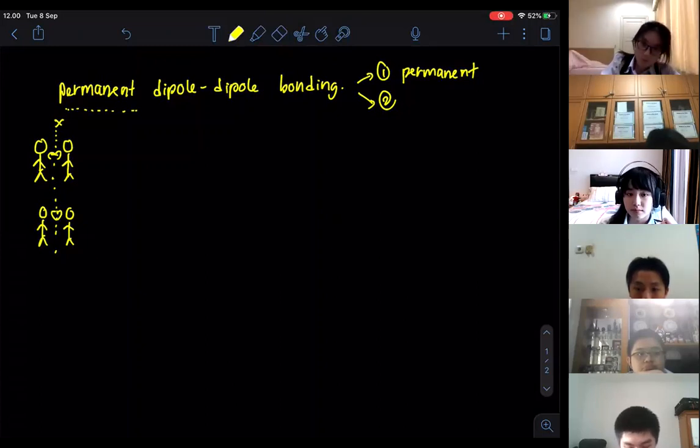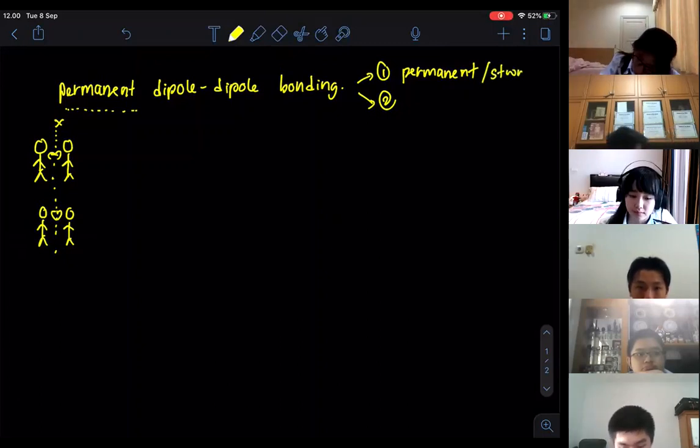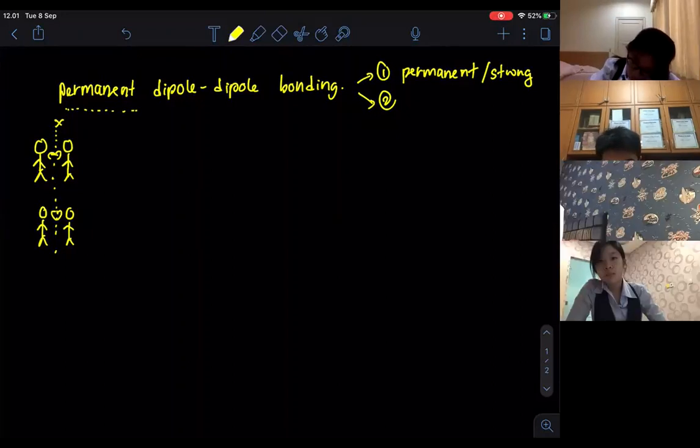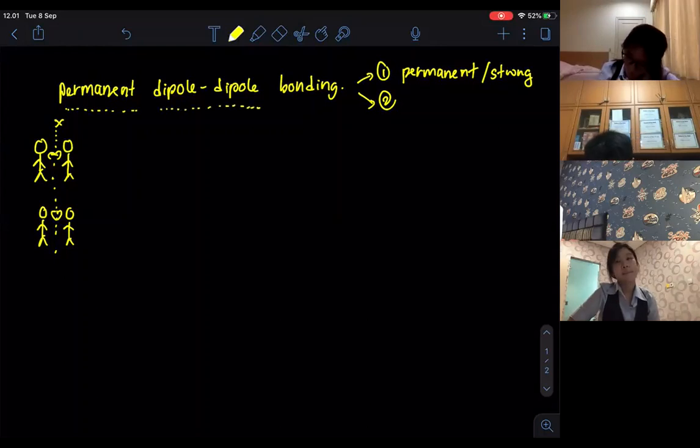So one thing I can tell you about permanent bonding is that it is a strong bonding. If you want to break it, you need a lot of energy to break it. This is chemistry. So that is a permanent bonding. Permanent dipole-dipole bonding. The second thing I notice here is the bonding between dipole and dipole.